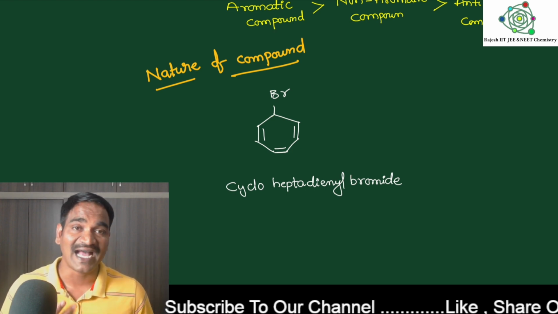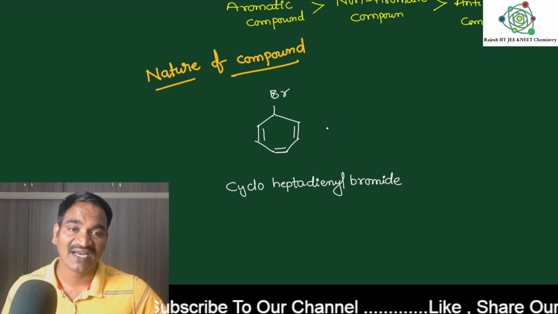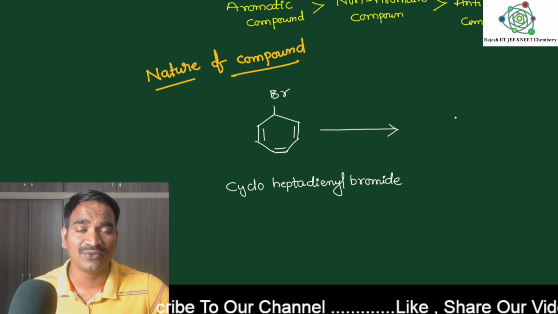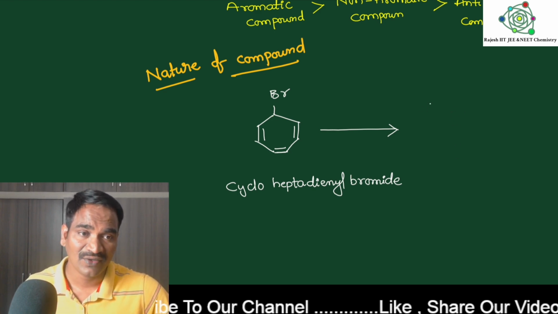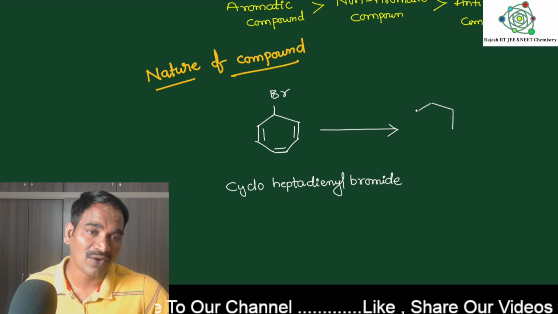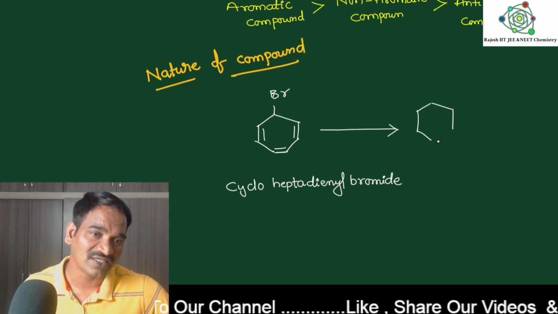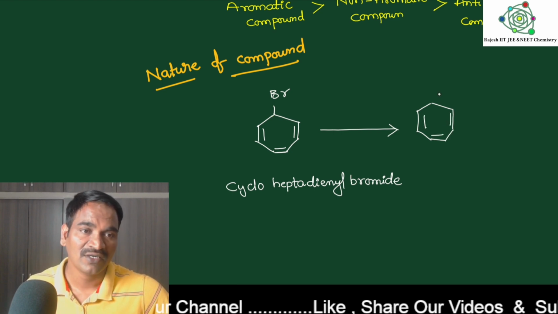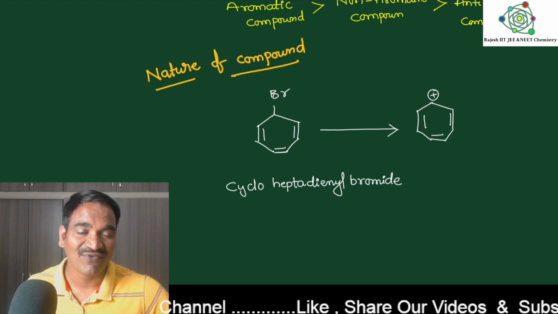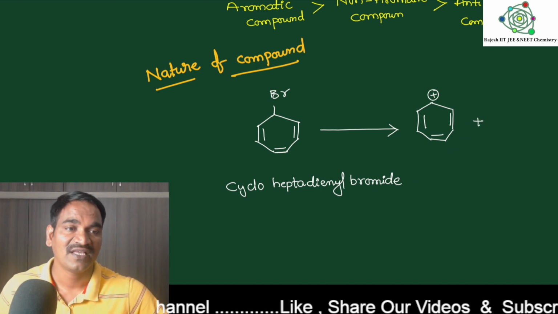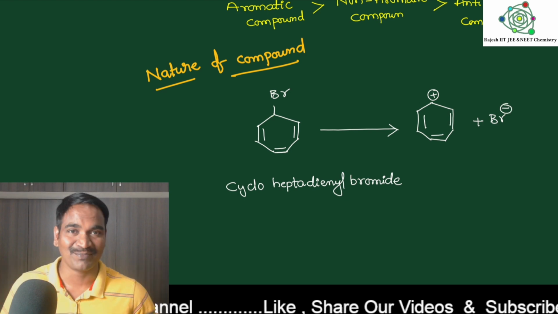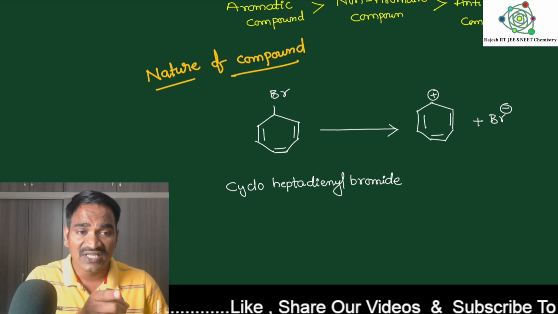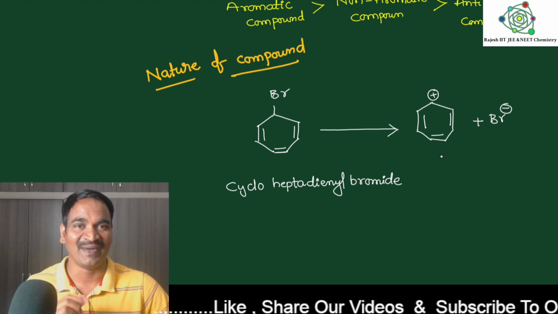Here also, the aromatic concept is involved. For example, if you take this compound, it is ready to give Br minus, the bromide ion. So now it is converting into what? Check it here. Here double bond, double bond, double bond. Br minus is going and it is forming a cation, and here you have to understand one important point. What is that? After Br minus comes out, this compound functions like an aromatic compound.